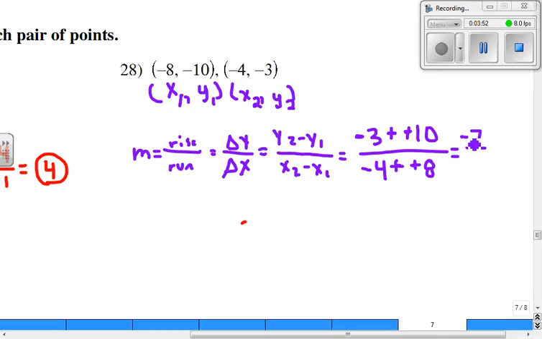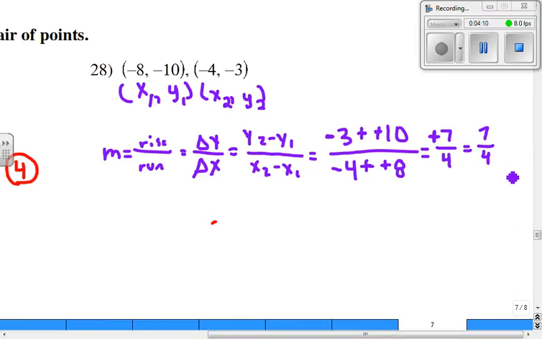negative 3 plus 10 gives me a positive 7. And then we have negative 4 plus 8, which gives me a positive 4. So our final answer is 7 over 4. Our slope here is 7 over 4.